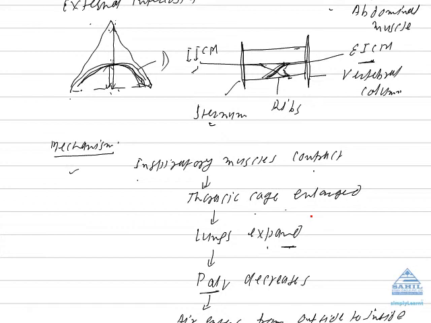Exactly the opposite event occurs during expiration. During expiration, what happens? Inspiratory muscles stop contraction, meaning it relaxes. The thoracic cavity is decreased, lungs are compressed, alveolar pressure increases, and air from inside goes to outside.